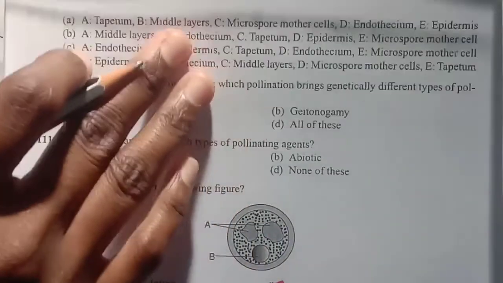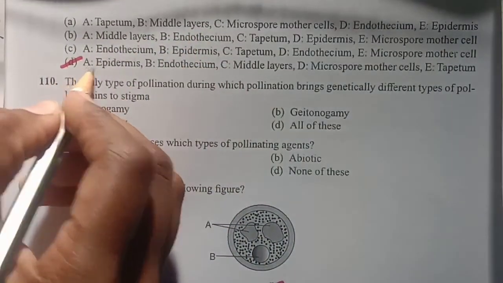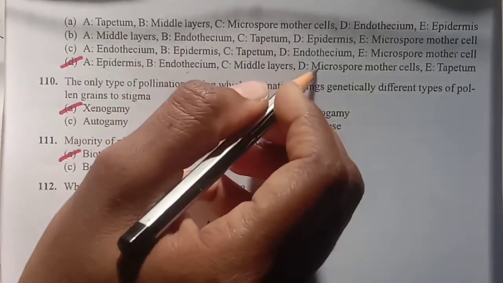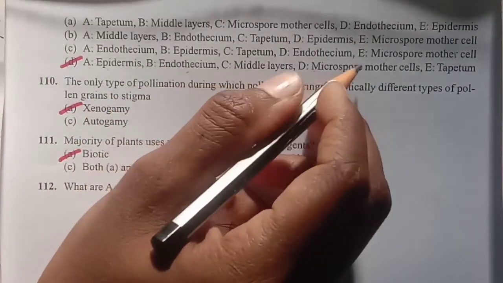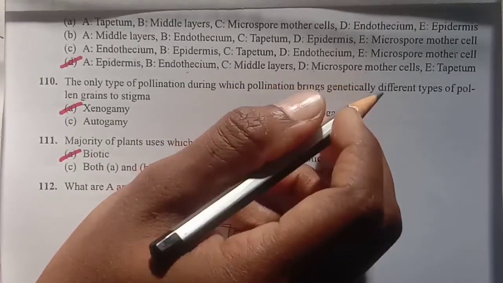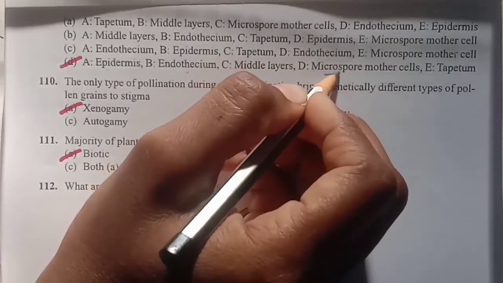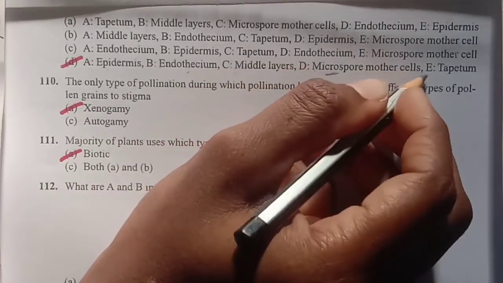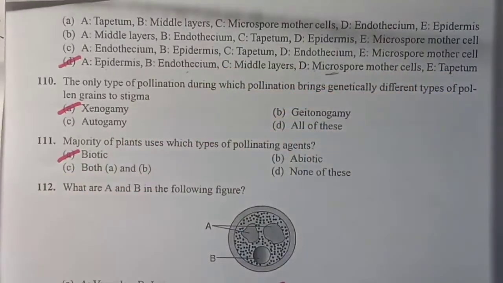We'll see the options. So option A is epidermis, B endothecium, C middle layer. D, we can say microspore mother cell or sporogenous tissue. That sporogenous tissue only develops into microspore mother cell. That's okay. Here D is the microspore mother cell and E is the tapetum.